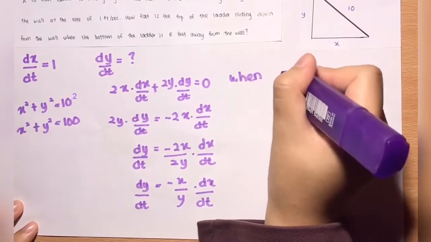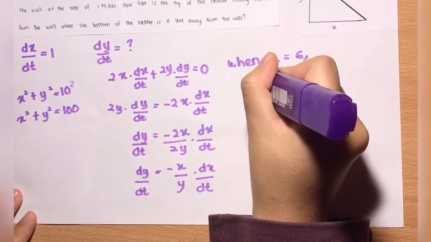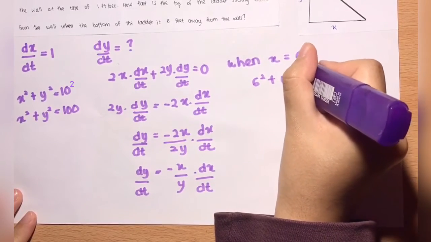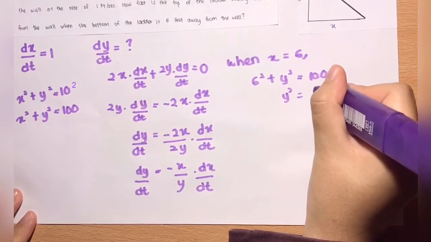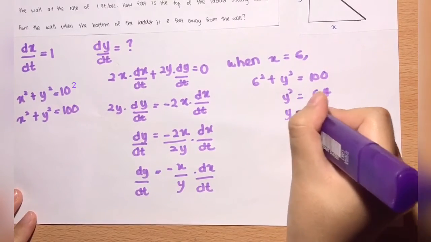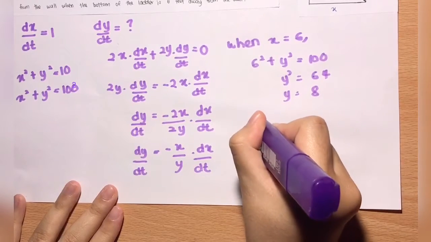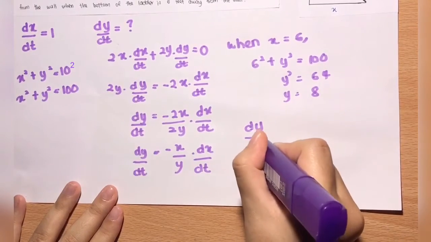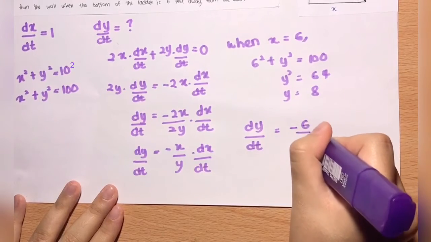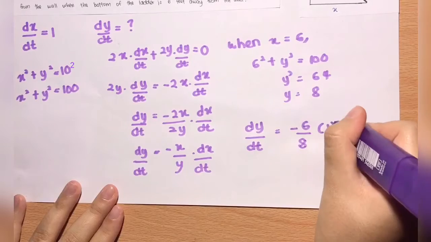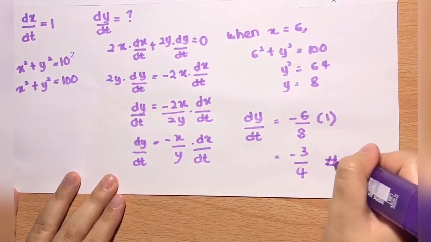Then, to find dy over dt when x equals 6, first rewrite the equation x squared plus y squared equals 100, but replace x with 6. Then bring 6 squared to the right side. Subtracting 6 squared from 100 gives 64. Next, the square root of 64 gives y equals 8. Then, to find the value of dy over dt, it will be negative 6 over 8 multiplied by 1. Simplifying, we get negative 3 over 4. And that is the final answer.